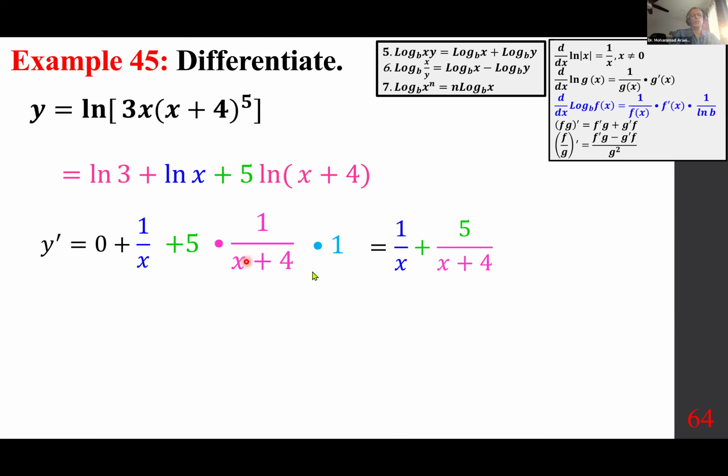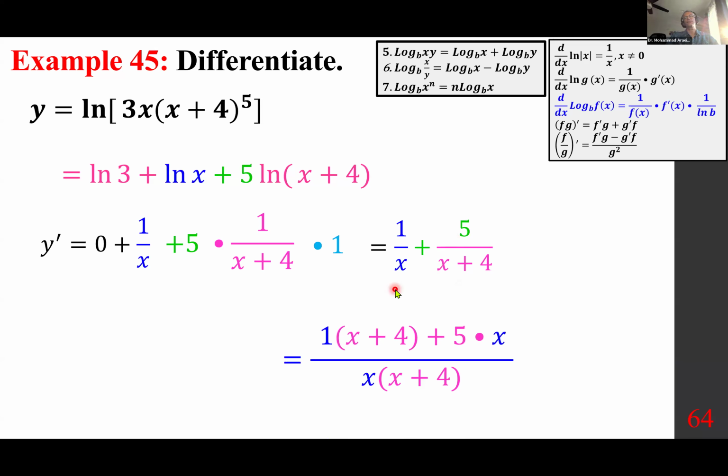This was the only calculus step. Now, over here, we have a common denominator of x times x plus 4. So this is 1 times x plus 4 plus 5 times x. And so we have x and 5x, 6x plus 4. That is the numerator. We are done.